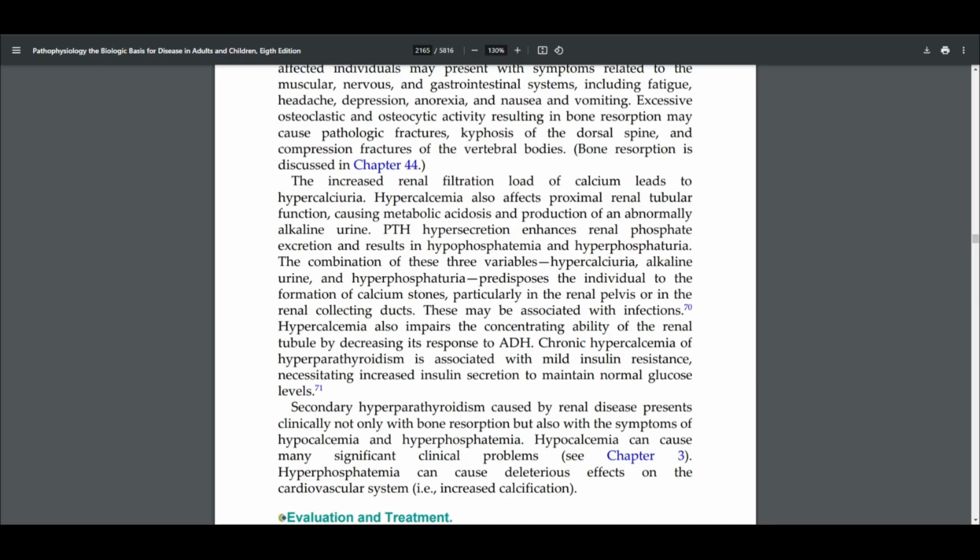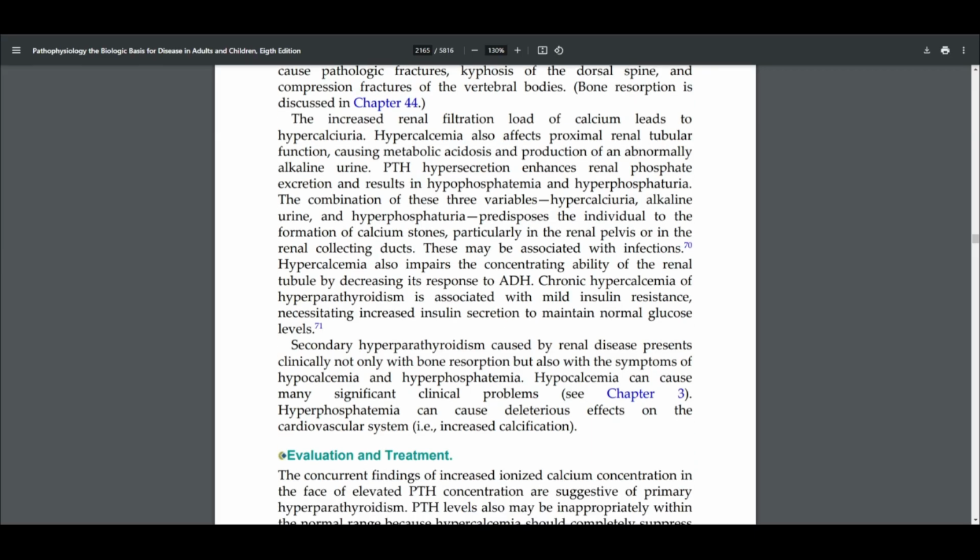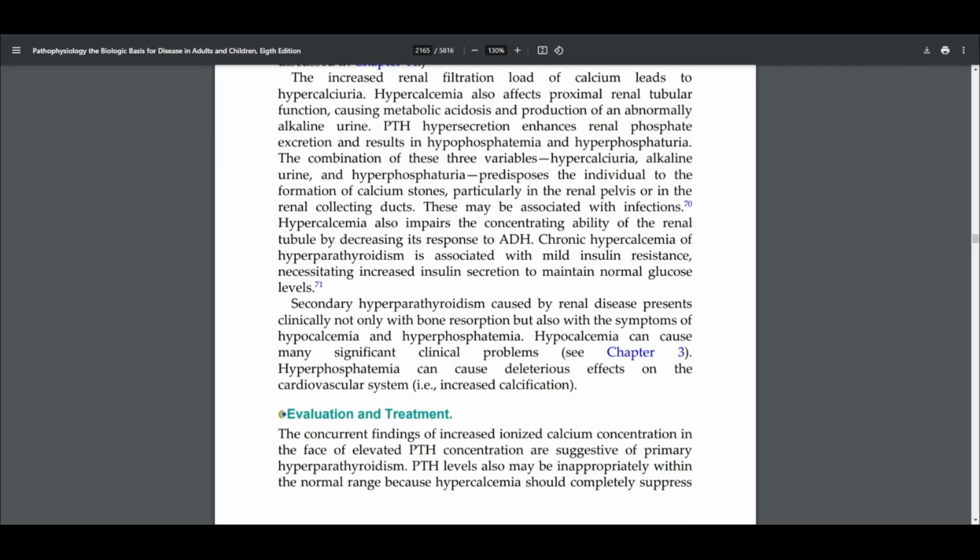predispose the individual to the formation of calcium stones, particularly in the renal pelvis or in the renal collecting ducts. These may be associated with infections. Hypercalcemia also impairs the concentrating ability of the renal tubule by decreasing its response to ADH. Chronic hypercalcemia of hyperparathyroidism is associated with a mild insulin resistance, necessitating increased insulin secretion to maintain a normal glucose level.